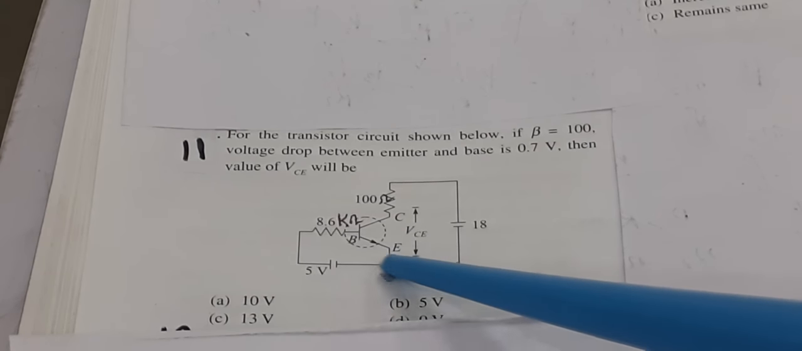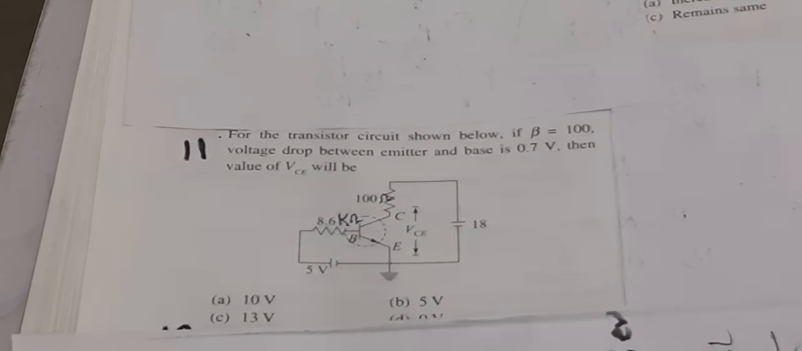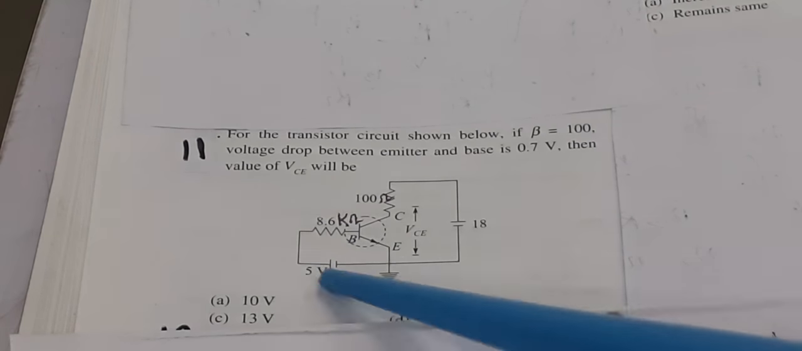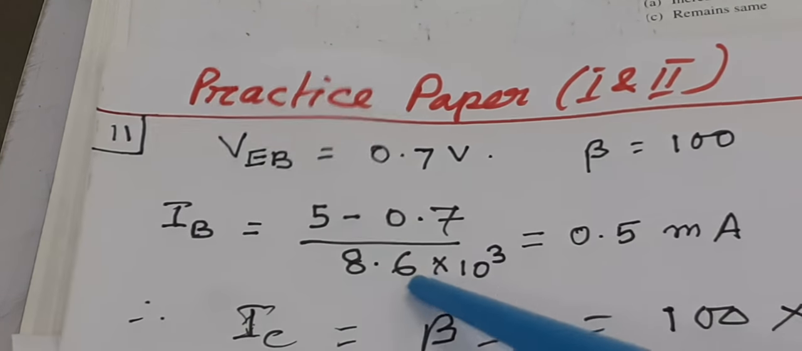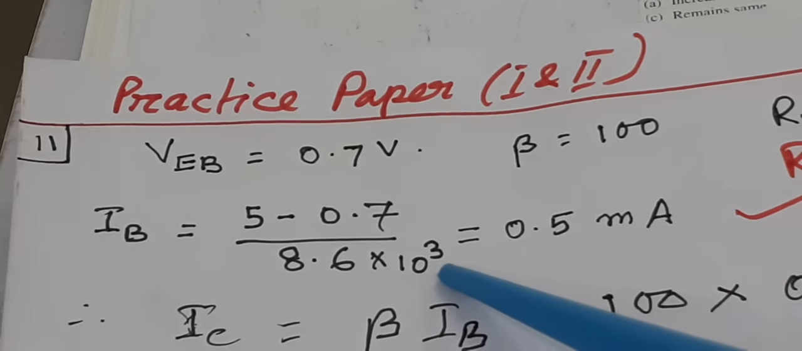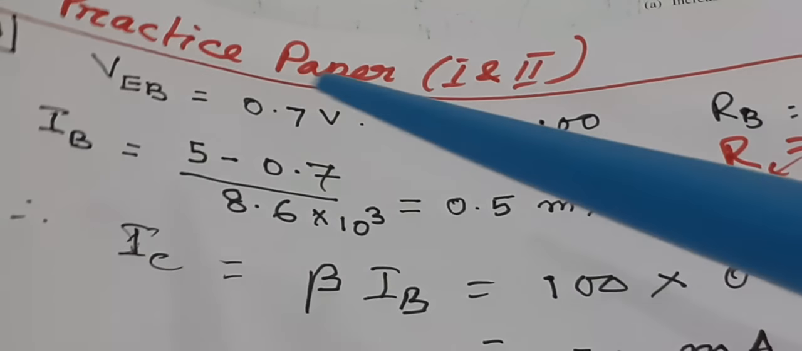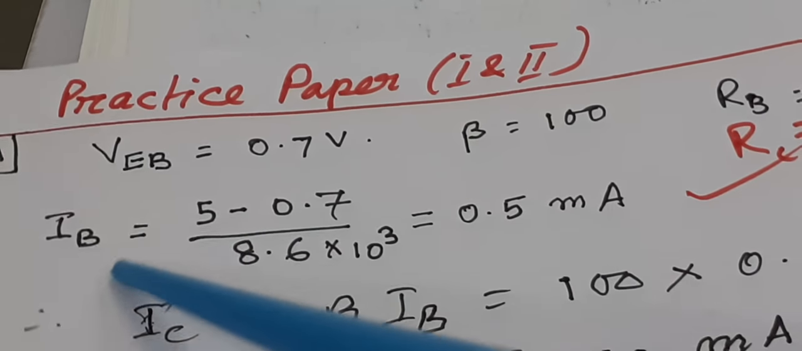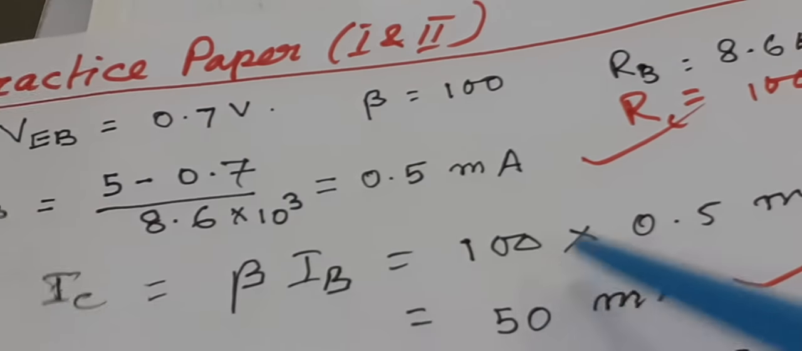The drop is given, that is 0.7 volt. Supply minus 0.7 divided by the resistance, that is 8.6 kilo ohm. Dividing this, we get (5 minus 0.7) divided by 8.6 into 10 to the power 3. This will give 0.5 milliamps. Beta is given, and we know that IC equals beta into IB. IB is already available to us, so beta into this will give 50 milliamps for IC.